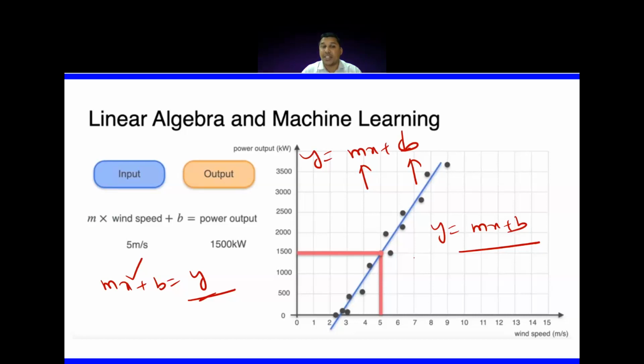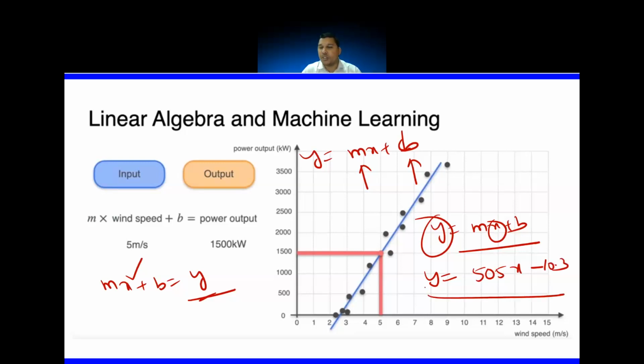So you have the data set with you. What do you have? You have different x values and different y values. Form an equation. That equation can be something like this. Maybe, by seeing this, I would say around 5x minus 10.3, something like this. A rough example I'm giving.